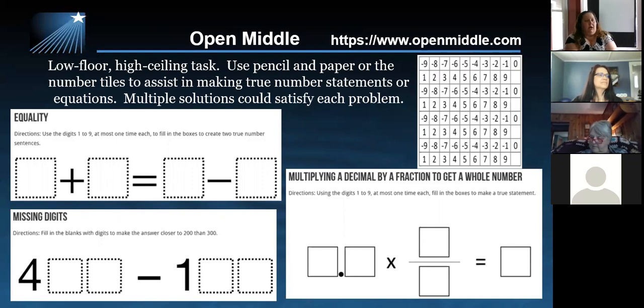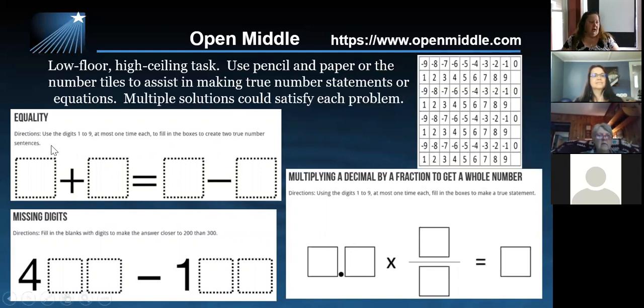The next site that I want to share with you is a website called openmiddle.com, and we'll go to that website in just a moment. These are the low floor, high ceiling tasks. Students can use pencil and paper, or they actually have these number tiles here. They're probably 1-inch square tiles that you can print and cut out, and students can use those tiles to move them around to help solve the problems. These problems are very open-ended, or open middle type problems, where you're given a statement and you need to figure out a solution strategy. There are lots of different solutions that could work for each problem.